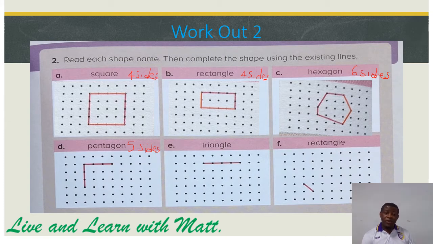5 sides. So we already have 2. 1, 2. Now draw 3 more sides to make it a pentagon. It can come in any shape. You can join this to make it 3, 4, 5.